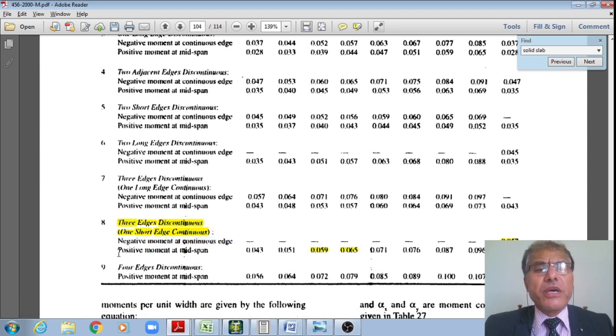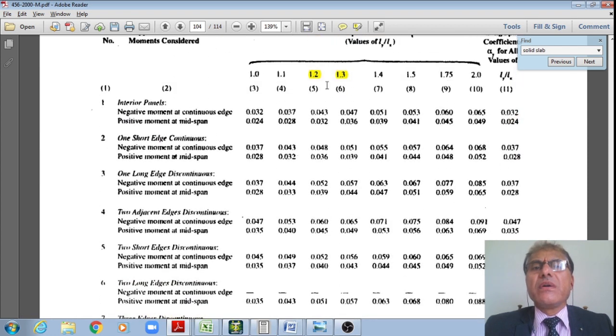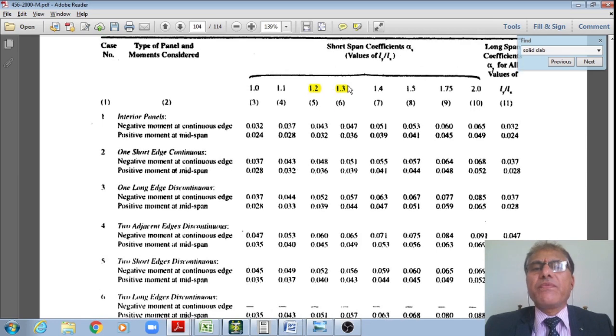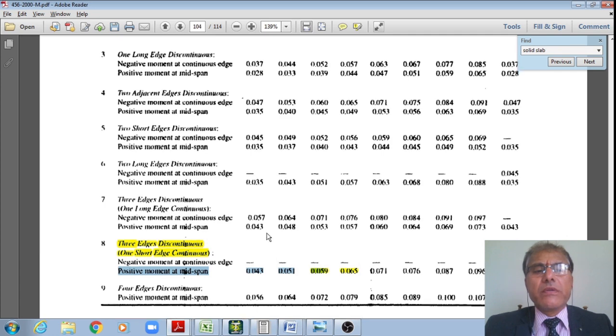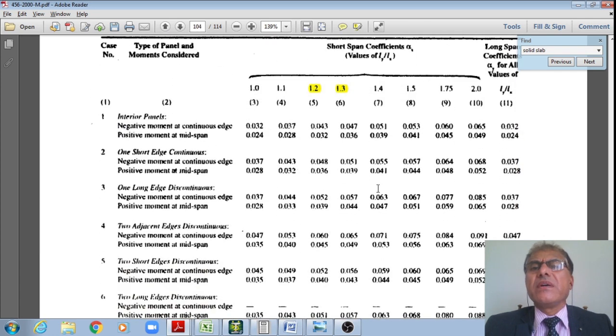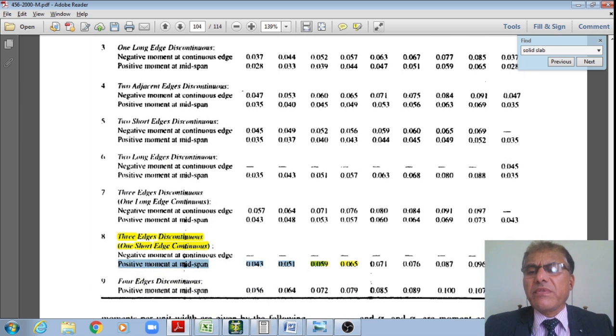Now similarly the positive bending moment coefficient at mid span, I do have this value alpha, for Ly by Lx equal to 1.2 and 1.3. I'm just noting down 0.059 and 0.065 along this x direction, the short span direction, as well as that of the y direction, long span direction, as 0.043. Now I'll interpolate.